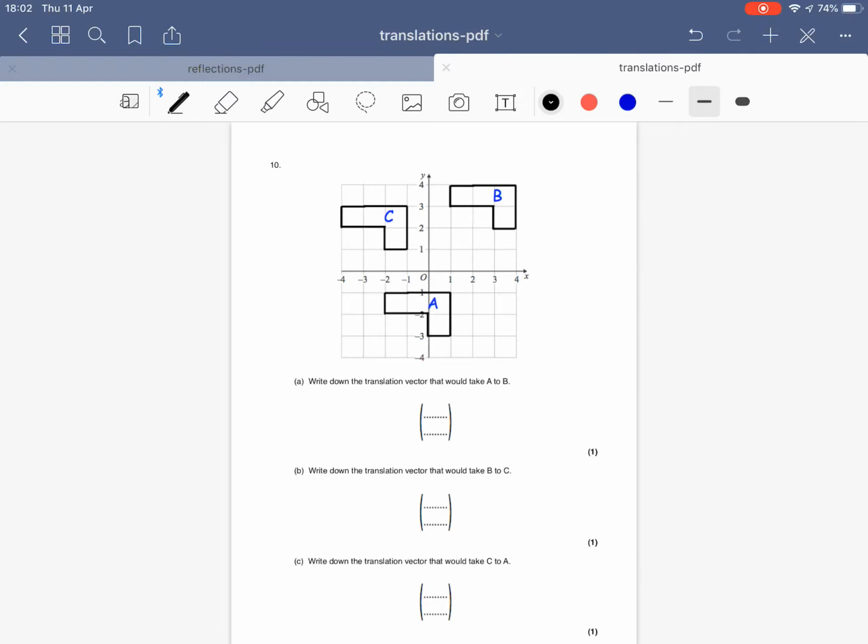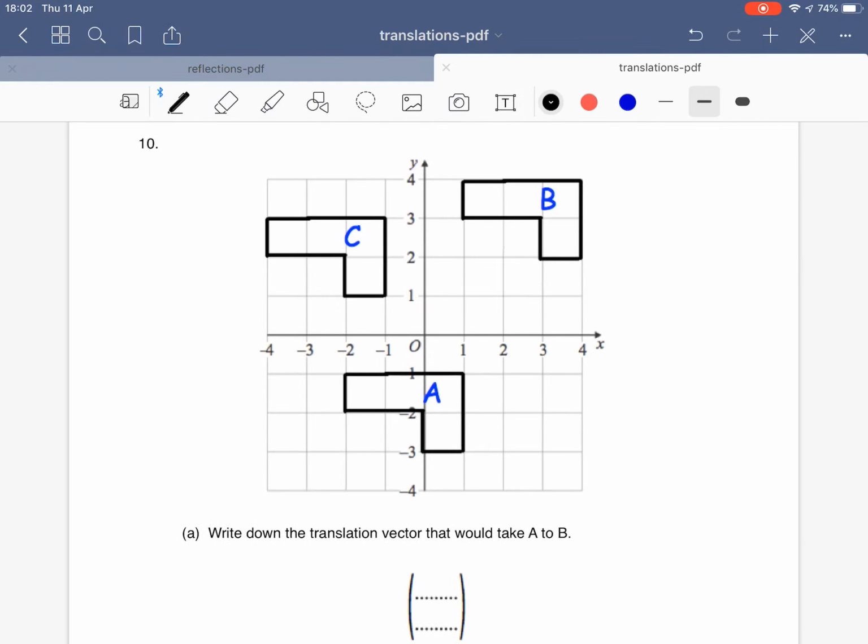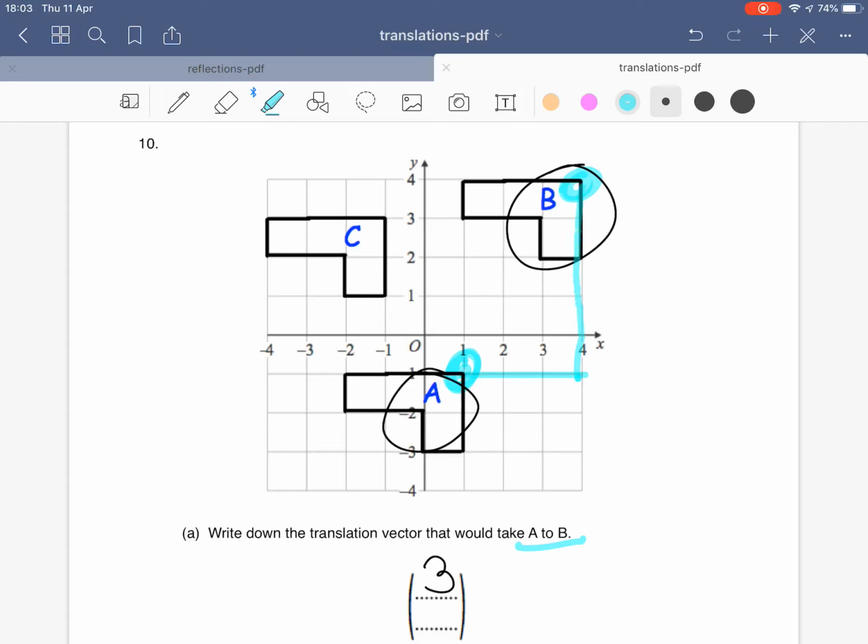Okay, a lot going on here. Let's take it one at a time. So write down the translation vector that would take A to B. So I'm going A to B. So pick 2 points. Let's do this top corner to this top corner. So it's the same corner on both of the shapes. So we can see we're going A to B, yeah. So we can see that it's going right by 1, 2, 3. So right means positive, so the top number is 3. Then it's going up, so we know positive, 1, 2, 3, 4, 5. So it's going up by 5, so it's going to be 3, 5.